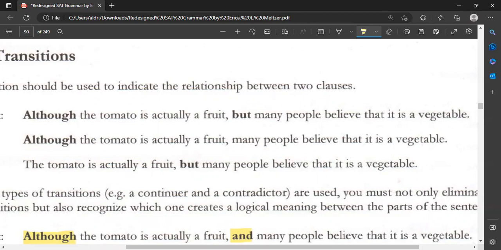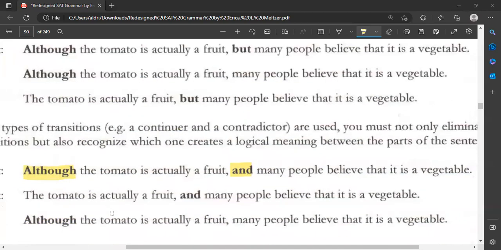Although. No, and. Okay, nice. Okay, so we're actually going to eliminate "and," right? Because although the tomato is actually a fruit, so we know that the tomato is a fruit, people believe it's a vegetable. This is a contradicting.